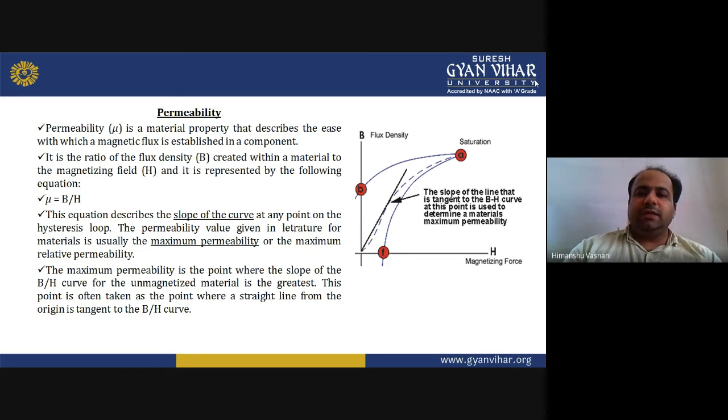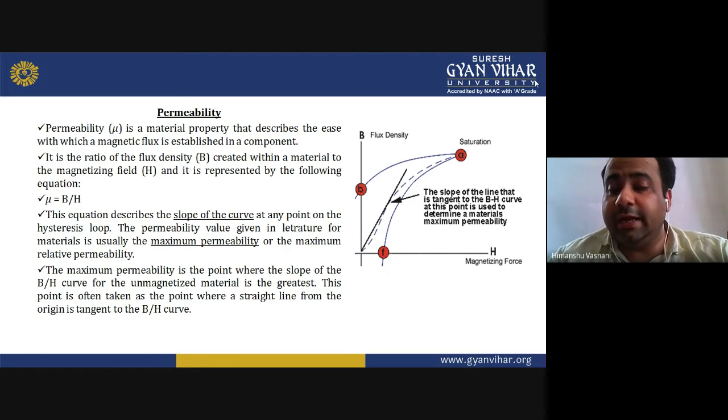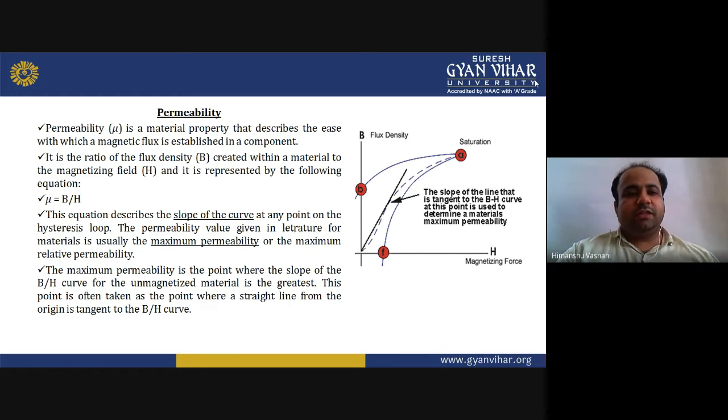So you can see the tangent to this BH curve. You can define the permeability as the ratio of the flux density B created within a material to the magnetizing field, that is H. So mu equals B upon H. This equation describes the slope of the curve at any point. You can see in the diagram on the right hand side, on the hysteresis loop, the loop that we discussed yesterday.